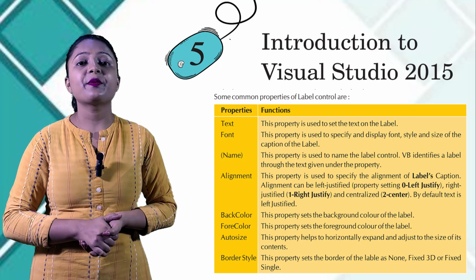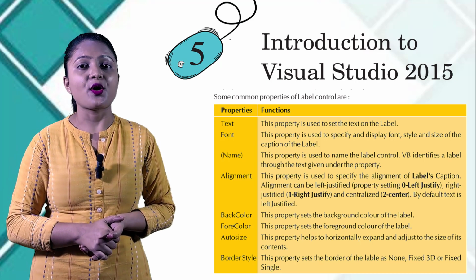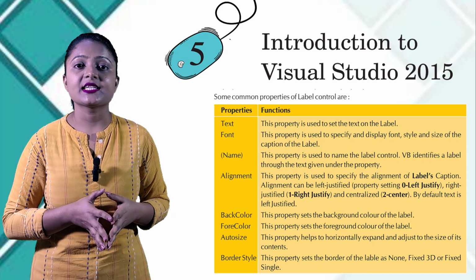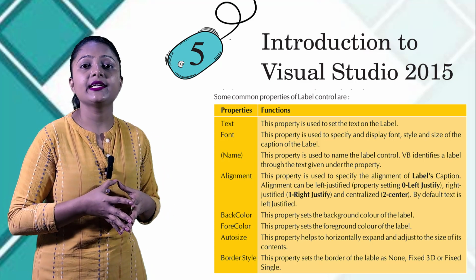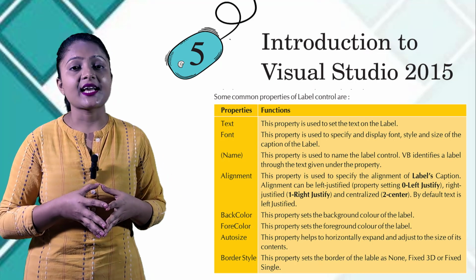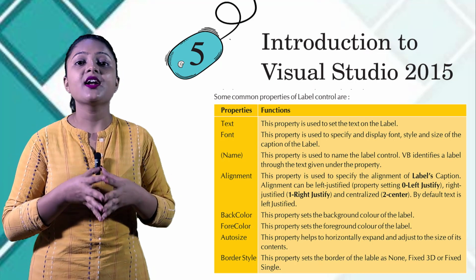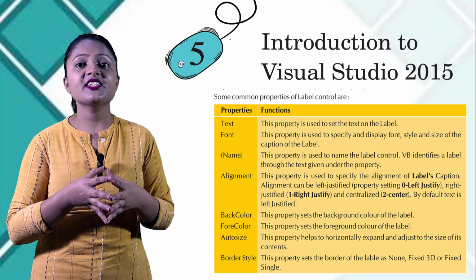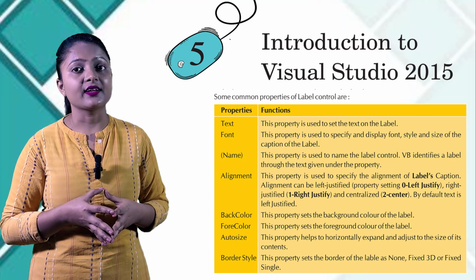Forecolor. This property sets the foreground color of the label. Auto size. This property helps to horizontally expand and adjust the size of its content. Border style. This property sets the border of the label as none, fixed 3D or fixed single.